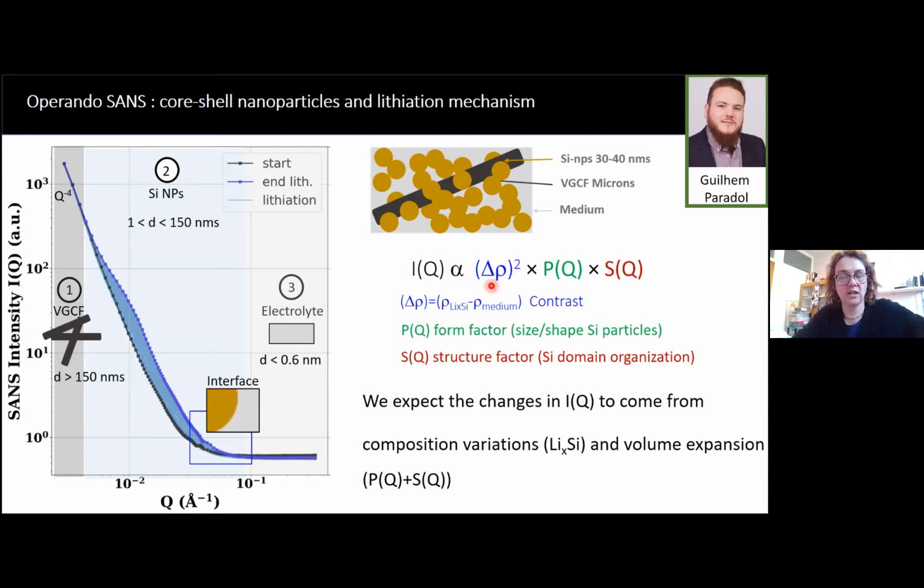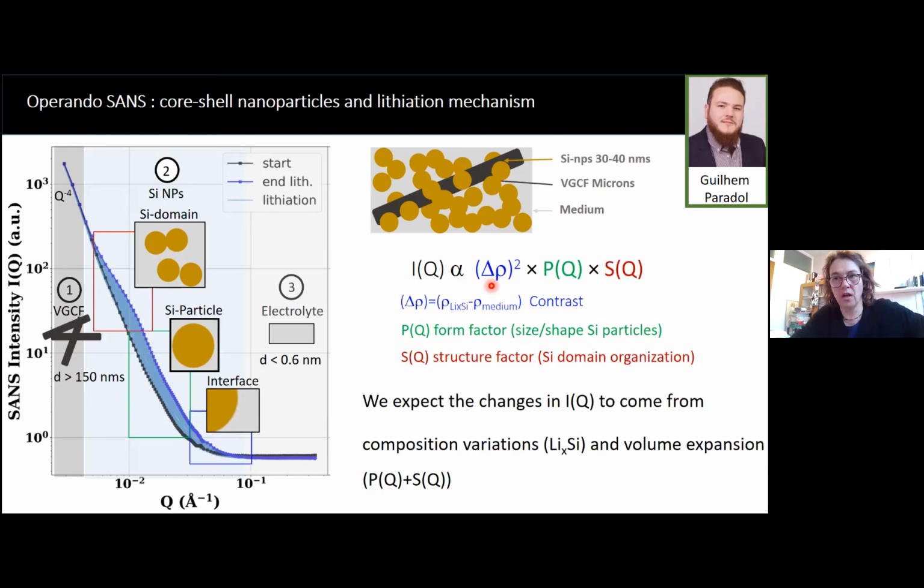If we look at the intermediate region, we are in a range of sizes matching the size of our particles, so we have access to the form factor of the particles. And if we go to the lower Q region of this data, then we have access to the way those particles organize with respect to one another. So that's exactly what we do.